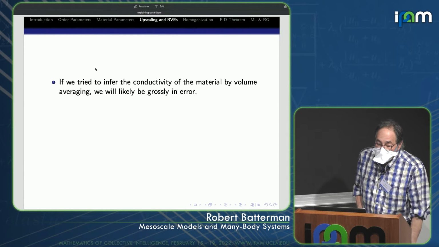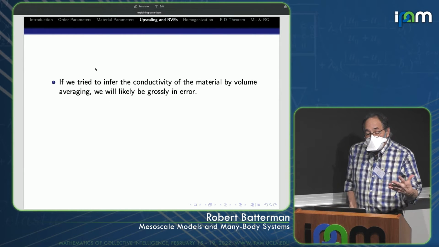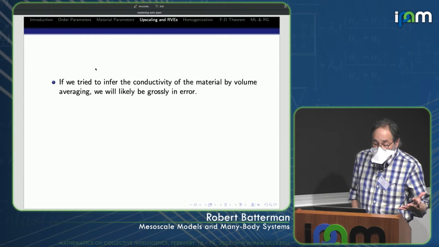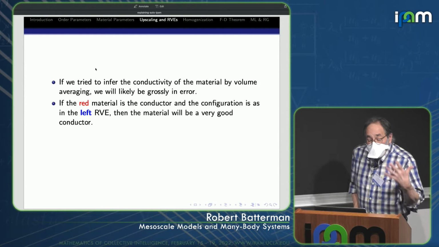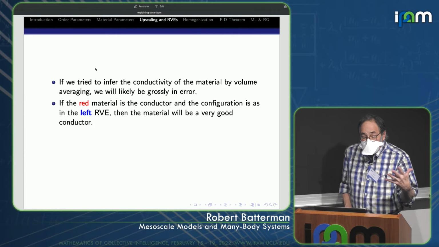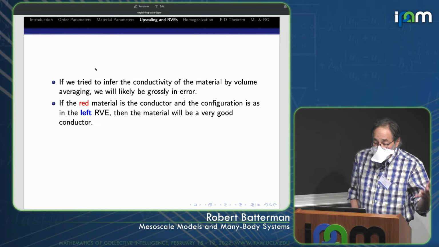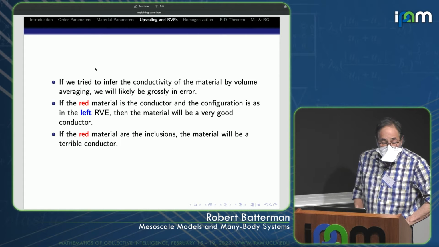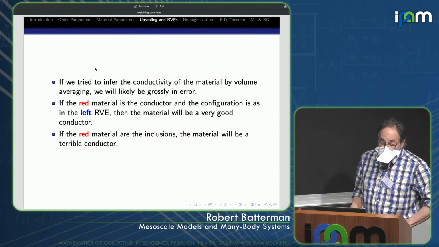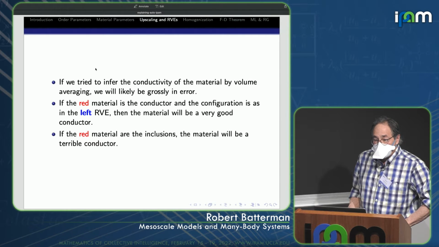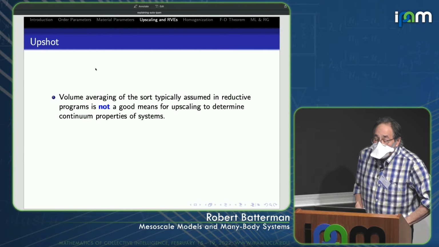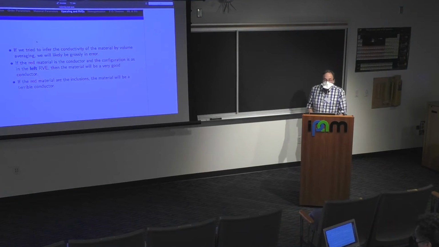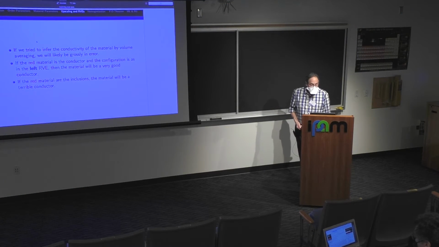in the matrix. If we tried to infer the conductivity of the material by volume averaging, we would likely be grossly in error, right? If the red material is the conductor and the configuration was as it is on that left picture, then the material will be a very good conductor. If the red material are the inclusions, then the material would be a terrible conductor. The reason, of course, is because the red material is connected and the inclusions are not.